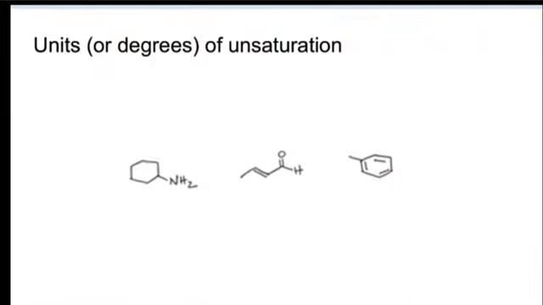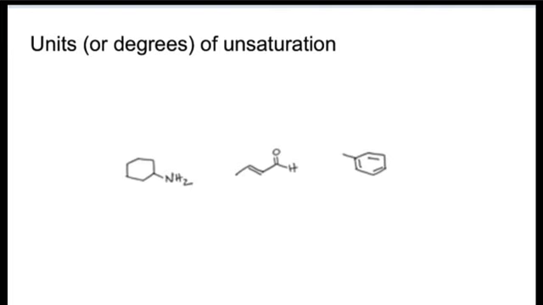The topic of units or degrees of unsaturation is one that is just helpful to learn as a shortcut or a tool. With this first compound, what we're seeing here is that by having one ring in the structure, we have 2 fewer hydrogen atoms than we would if we could have the maximal number of hydrogen atoms possible for all the carbons that are present.